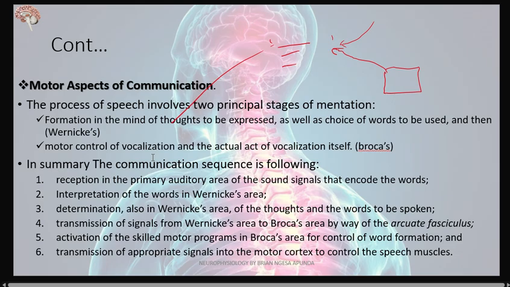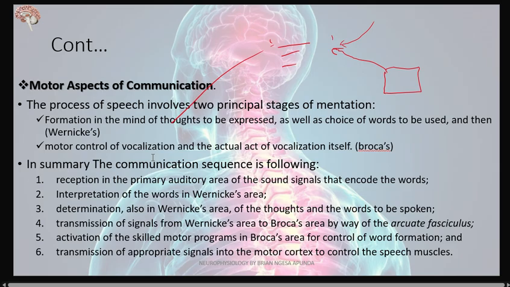So in summary, the communication sequence follows this, if you summarize both the sensory and the motor aspect. Reception in the primary auditory area of the sound signals that encode the words, interpretation of the words in the Wernicke's, determination also in the Wernicke's area of the thoughts and the words to be spoken, transmission of the signals from the Wernicke's to the Broca's area by way of the arcuate fasciculus, activation of the skill motor program in the Broca's area for the control of word formation, and transmission of the appropriate signals to the motor cortex to control the speech muscles.